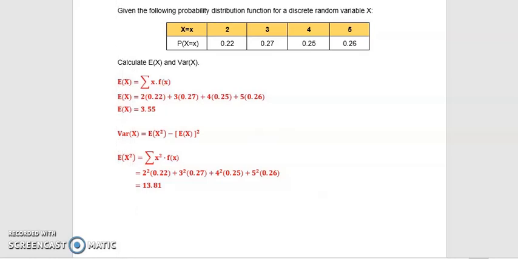Okay, so substitute into the formula for variance of x. Variance of x equals expected of x square, which is 13.81, minus mean square. The mean just now is 3.55, so 3.55 square. So here the variance is equivalent to 1.2075. Okay, so remember variance cannot be negative. That's how we find the expected value of x for a discrete variable. Expected value is the mean, and then the variance.